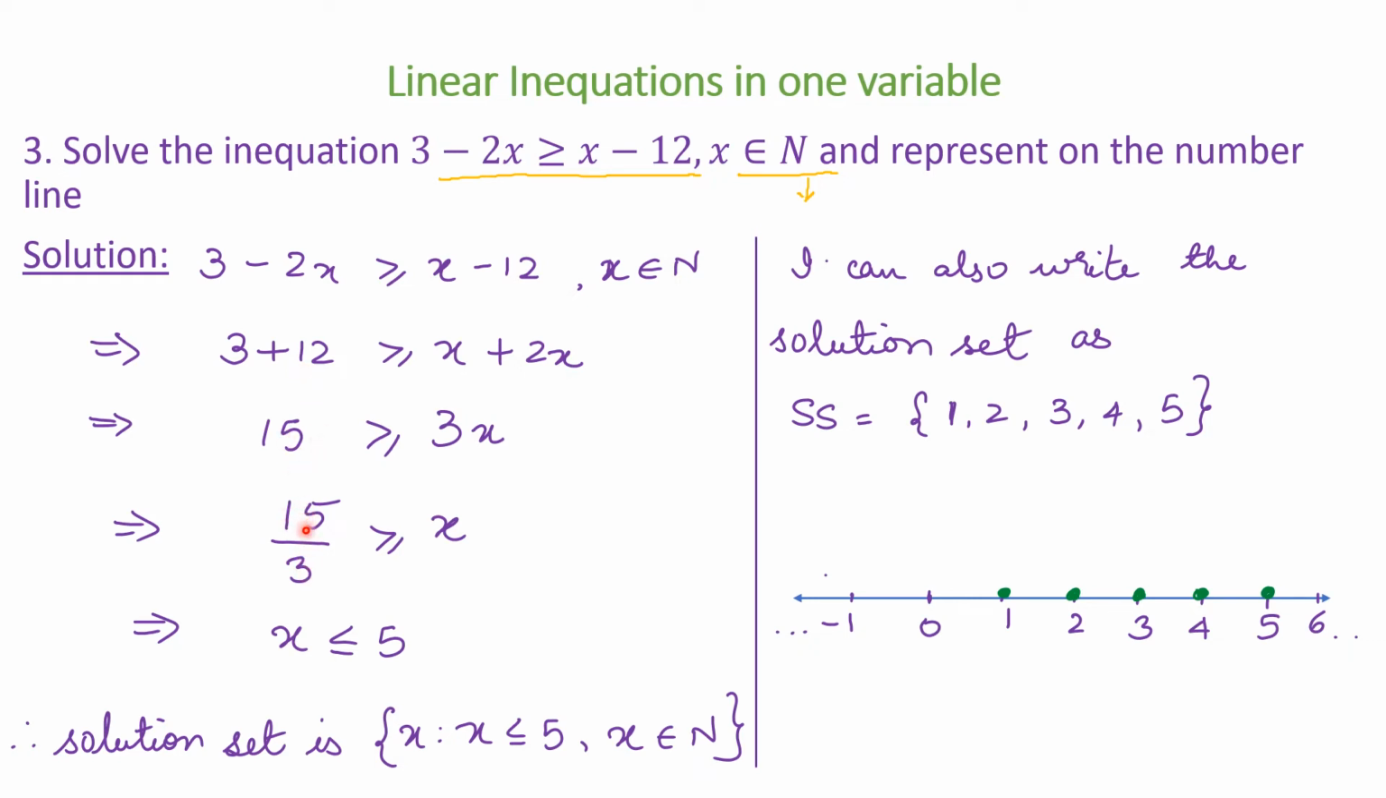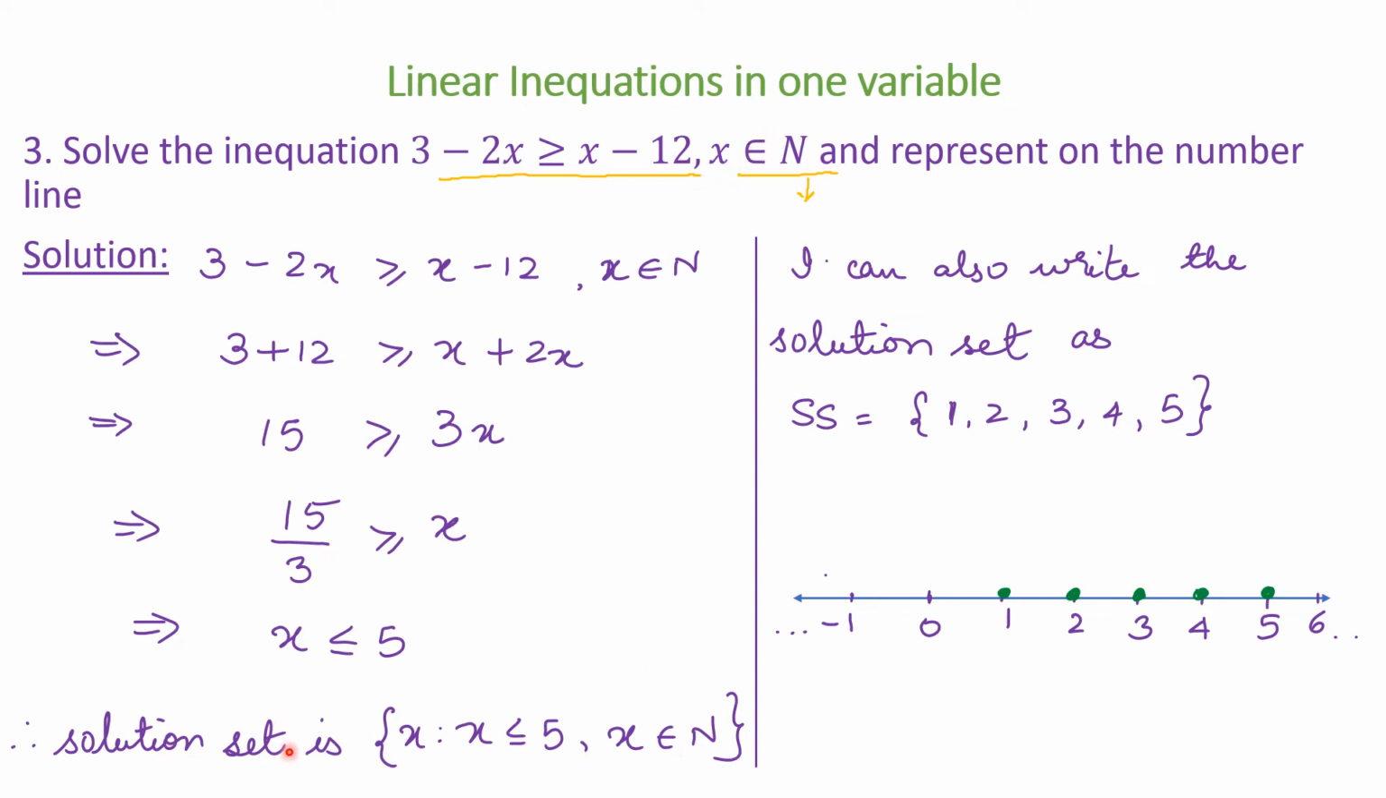So when I simplify this, 15 divided by 3, I get 5 is greater than or equal to x, which I can also write as x is less than or equal to 5. Therefore, my solution set is going to be x such that x is less than or equal to 5, comma, x belongs to N.